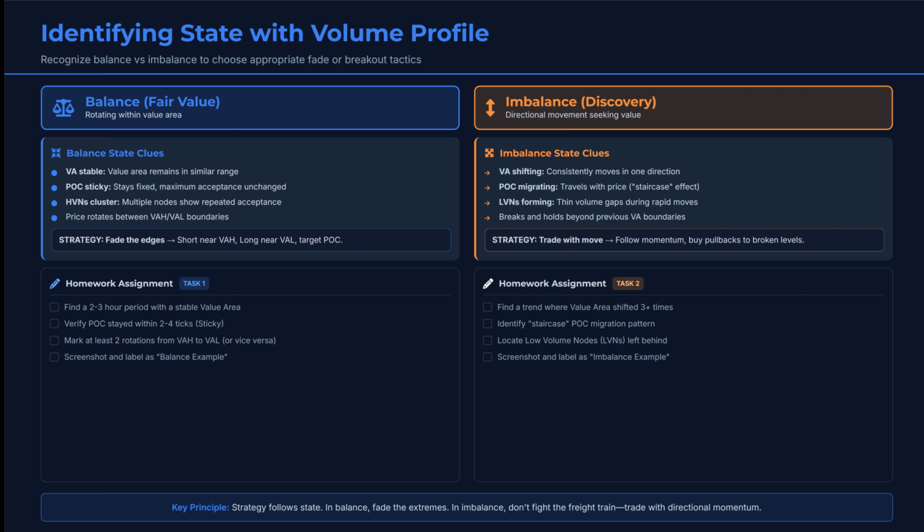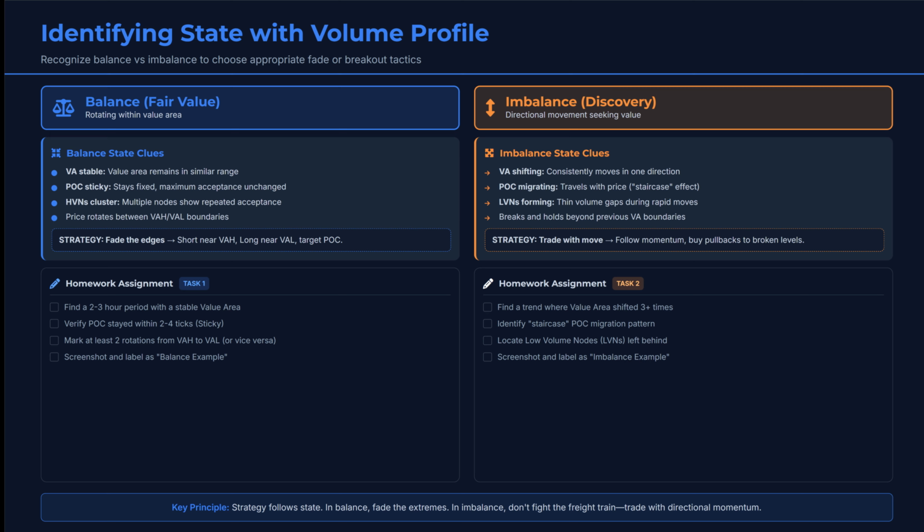This concept comes directly from auction market theory, which describes how markets operate as continuous auctions searching for fair value. When the market finds fair value, it rotates in balance. When it discovers that current prices are too high or too low, it moves directionally in imbalance, seeking new areas of value. Your job as a volume profile trader is to recognize which state the market is in and adjust your strategy accordingly.